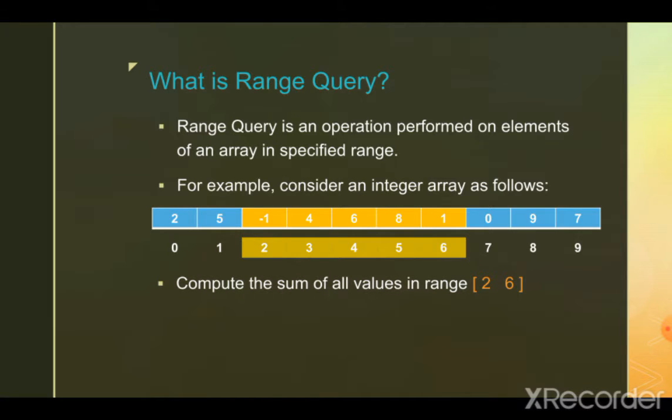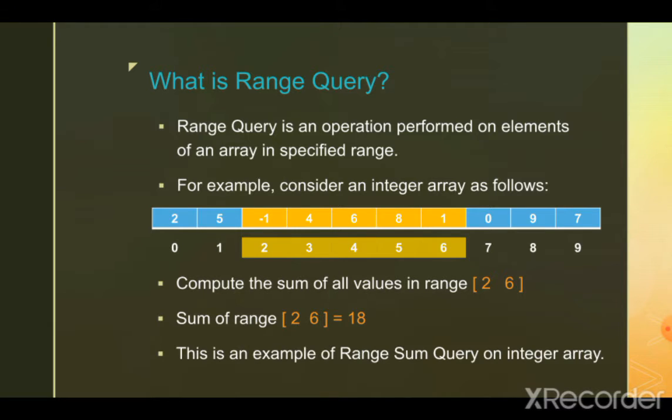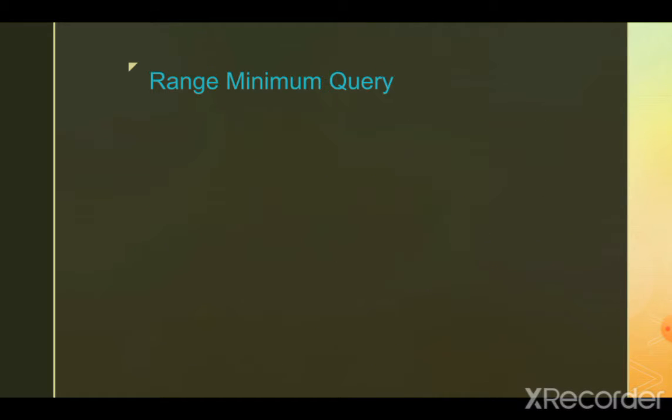The range is highlighted and the sum of the range 2 to 6 is equal to 18. Minus 1 plus 4 plus 6 plus 8 plus 1 equals 18. So this is an example of a range sum query on an integer array.